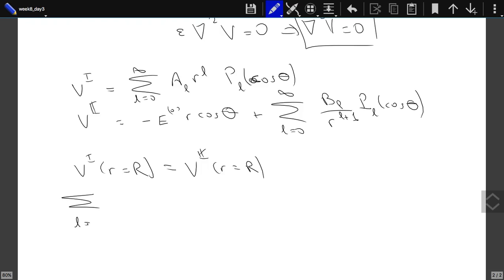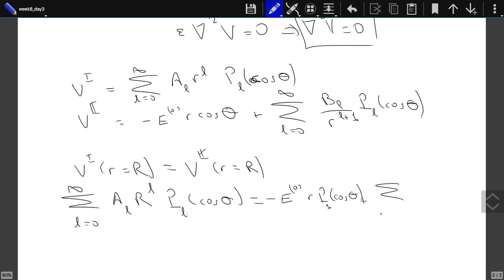The sum over L from 0 to infinity of A_L R to the power L P_L of cosine theta should be equal to minus E0 R cosine theta. Well, cosine theta is P1, plus the sum over L from 0 to infinity of B_L over R to the L plus 1 P_L of cosine theta.